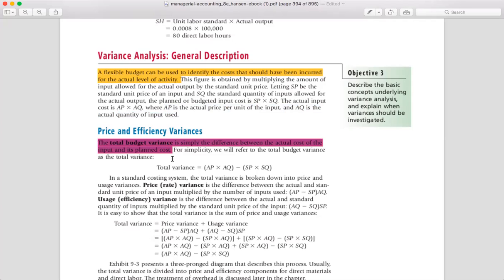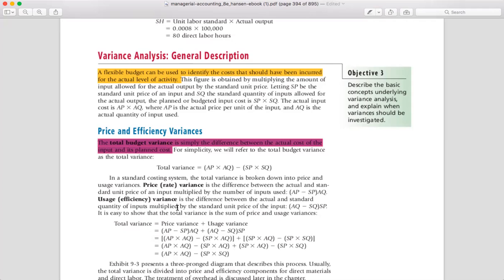So let's have a look at this one. What is the price variance? It is actually the difference between the actual and the standard unit price of the input, multiplied by the number of inputs used. So this one: the actual price minus the standard price, times the actual quantity.